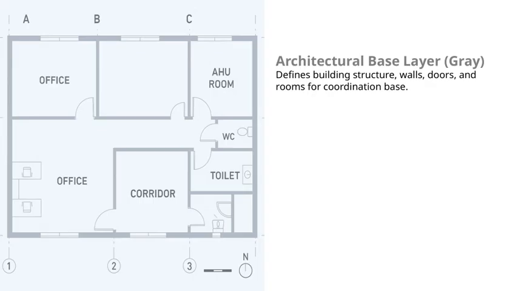Let's take a closer look at the architectural base layer, which is represented in gray here. This layer is fundamental because it defines the core building structure, including the walls, doors, and rooms. Think of it as the skeleton of our design, providing the essential framework that everything else will be built upon. Having a clear and well-coordinated base layer is crucial, because it ensures that all subsequent elements fit together seamlessly.